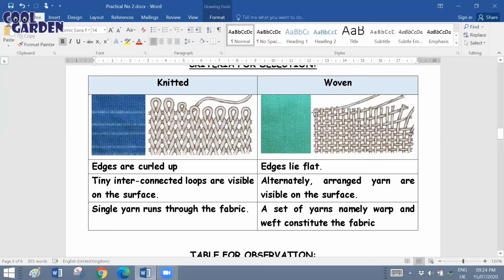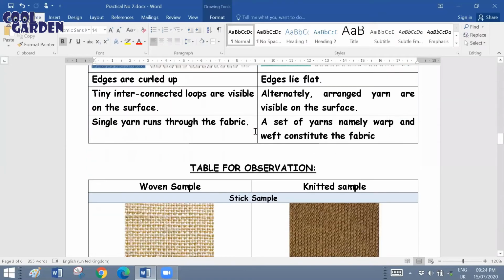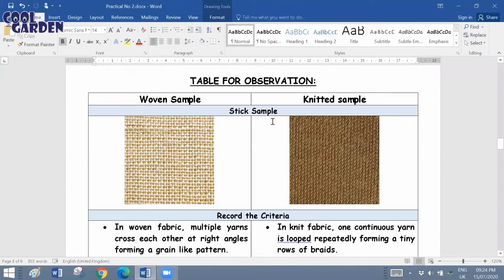See here, you can notice this is above, it goes inside this, again above, this is below it, and so on. So basically, I hope you understood the criteria for selection. Then comes the table for observation.